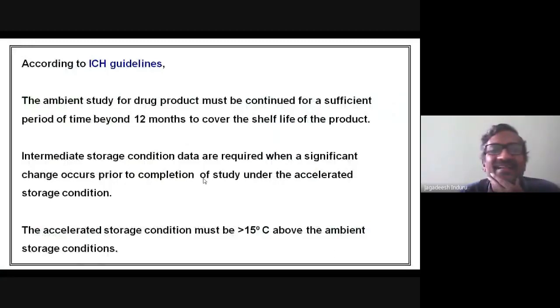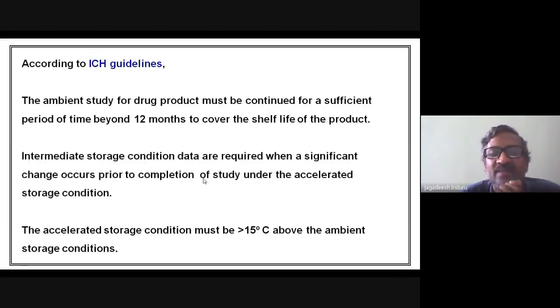Intermediate storage condition data are required when significant changes occur during the study under the accelerated conditions. So if you find a flaw or a problem in the accelerated condition, this intermediate stability becomes the accelerated condition, and you remove the accelerated condition, you don't follow it, and you prepare according to the intermediate condition.